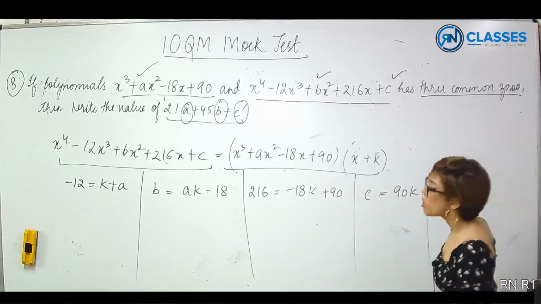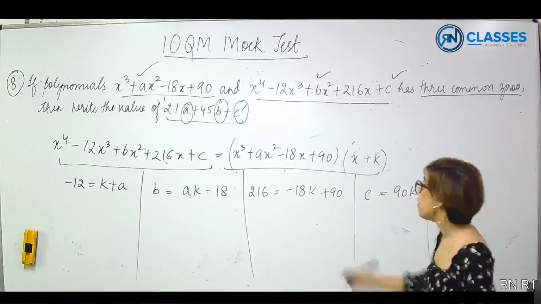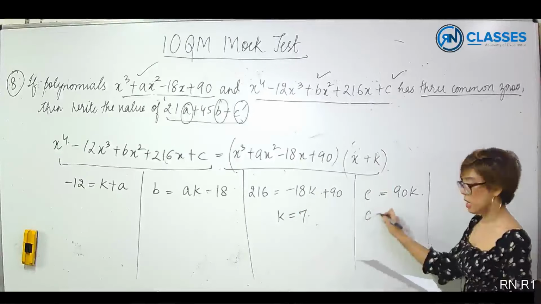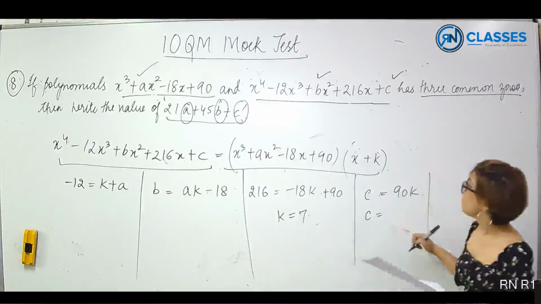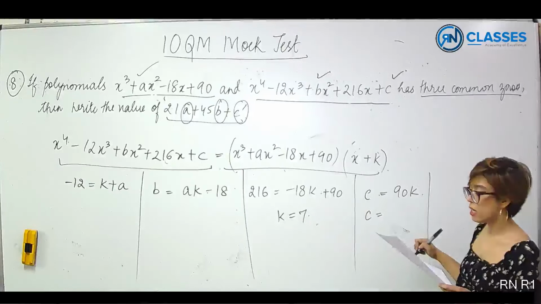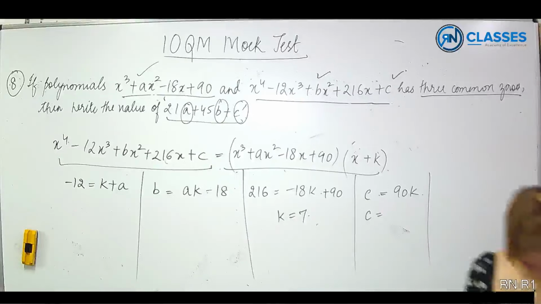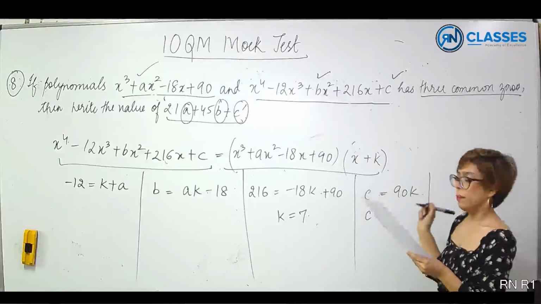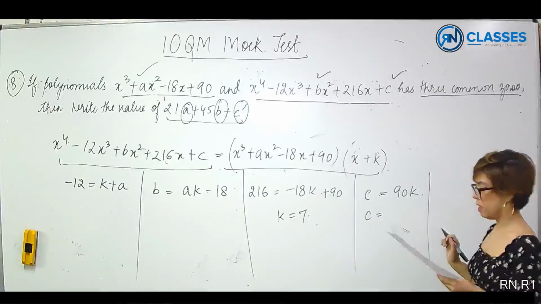Right? Using 4 relations, 4 variables are there. Let me find out the value. First of all, obviously I can see that k will turn out to be 7. Now k turns out to be 7, that means c turns out to be... Here it is plus 90 or minus 90. Okay, wait. K turns out to be 7. Then this is 90k, that is C. C turns out to be 630.